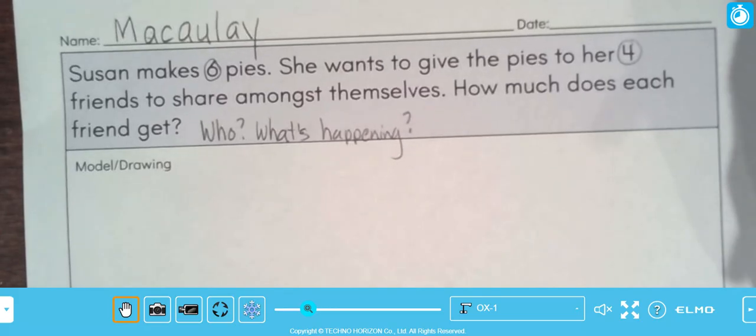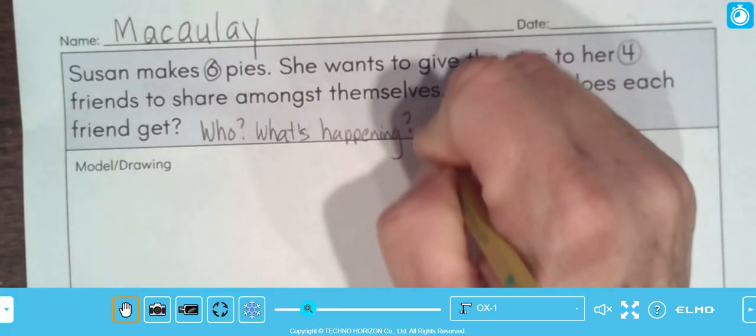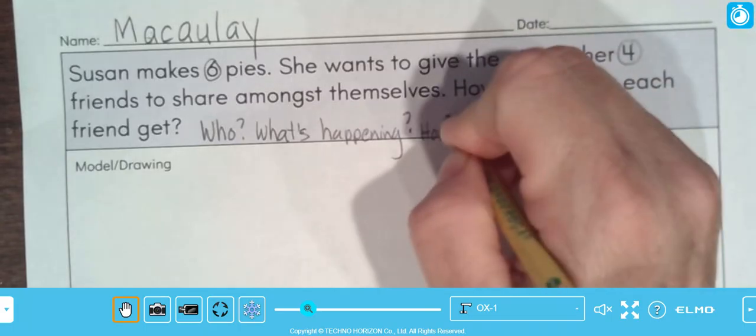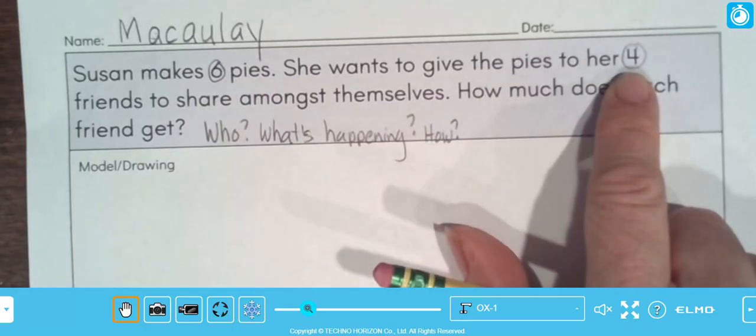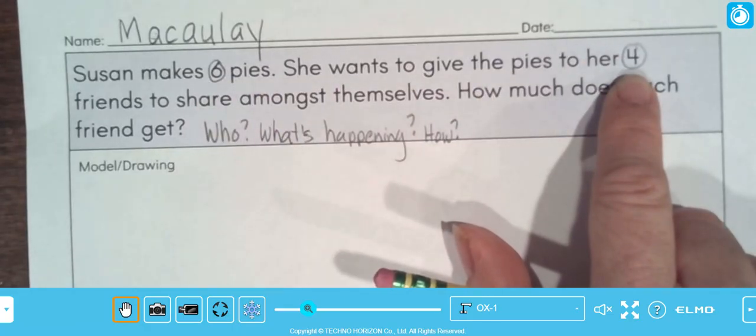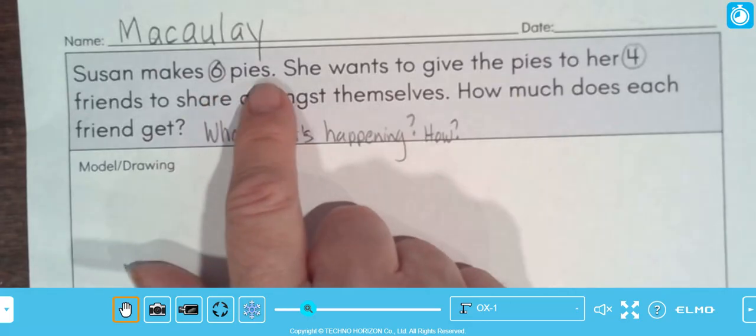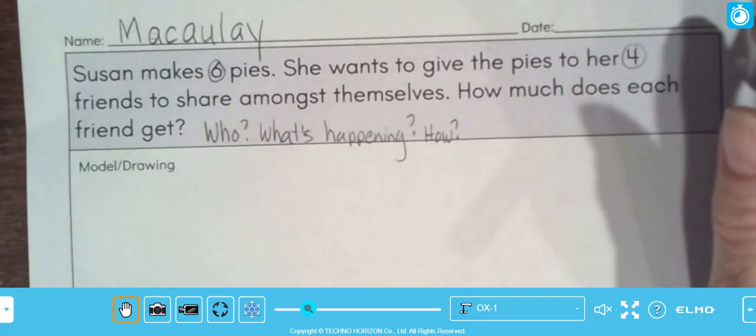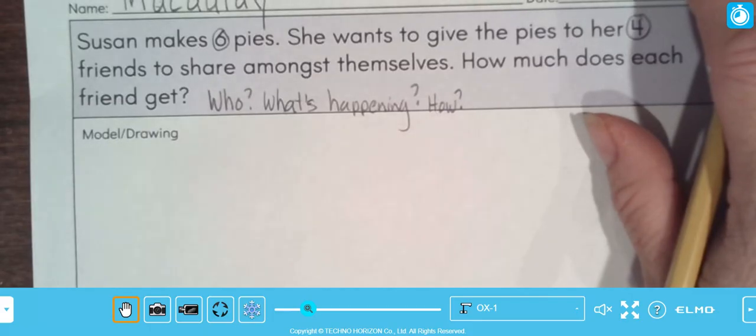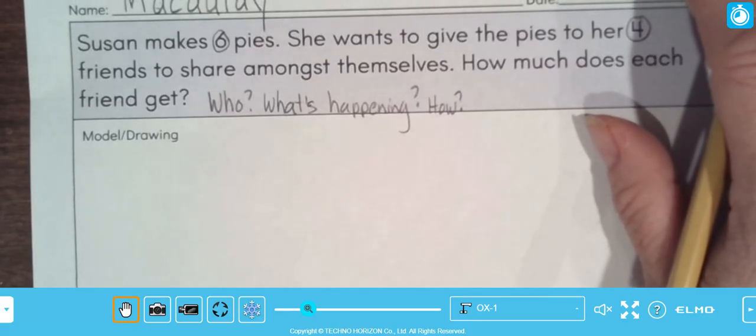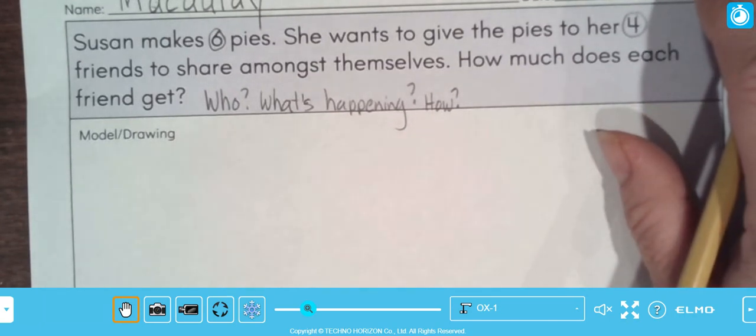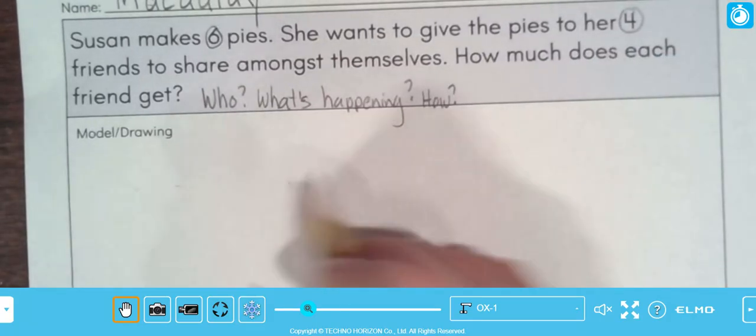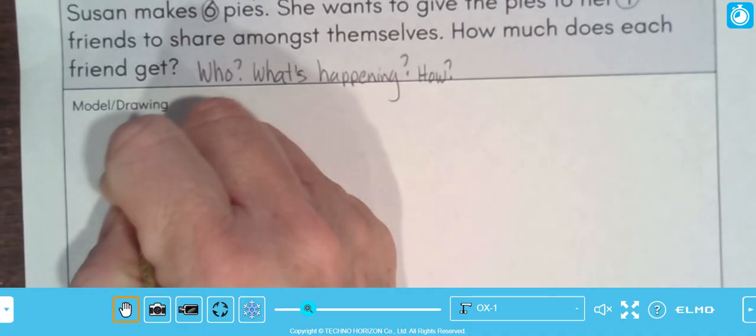Okay, so let's think about how we're going to solve this problem. So we know she has 6 pies, and we know she wants to give it to the 4 friends. Okay, so is she still going to have 6 pies at the end? No, her answer is going to get smaller, right? Okay, so now we got to think about how we're going to divide those pies, how we're going to share those pies with the 4 friends. So I'm going to draw the 4 friends here. Let's do that. Friend number 1.